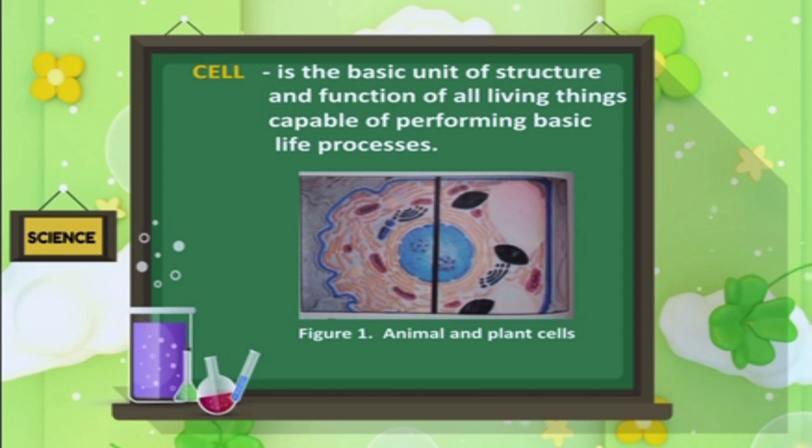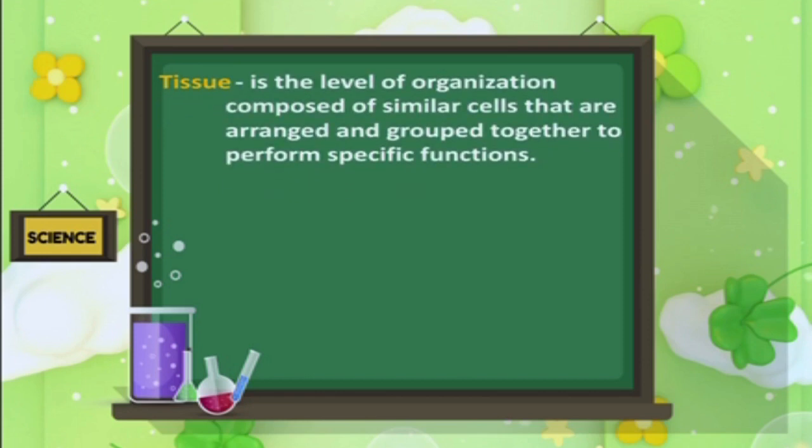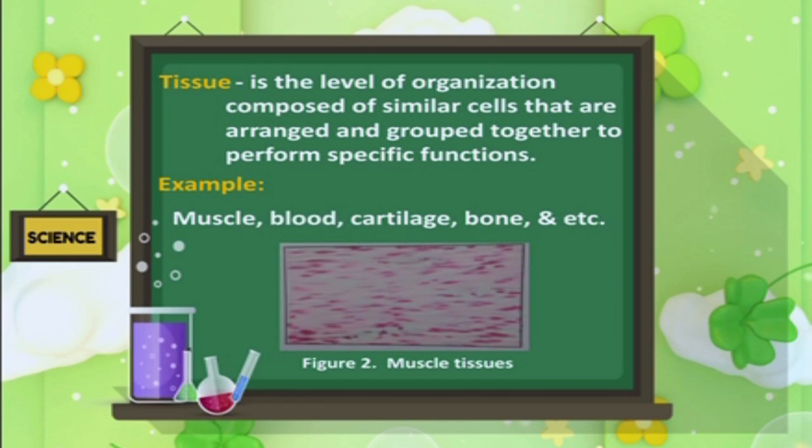During cell division, one cell divides into two cells, and these two cells become four cells, until many cells are formed. These cells are arranged and grouped together to become tissue. Tissue is the level of organization composed of similar cells that are arranged and grouped together to perform specific functions. That means tissue is made up of similar cells. There is a picture below that shows muscle tissues. Other examples are blood, cartilage, bone, and so on.